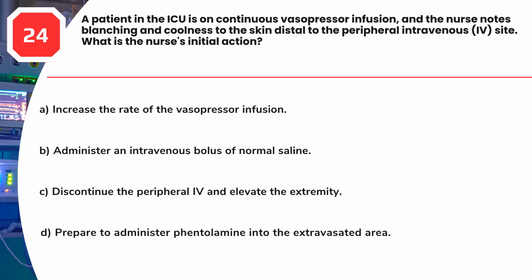A. Increase the rate of the vasopressor infusion. B. Administer an intravenous bolus of normal saline. C. Discontinue the peripheral and elevate the extremity. D. Prepare to administer phentolamine into the extravasated area.